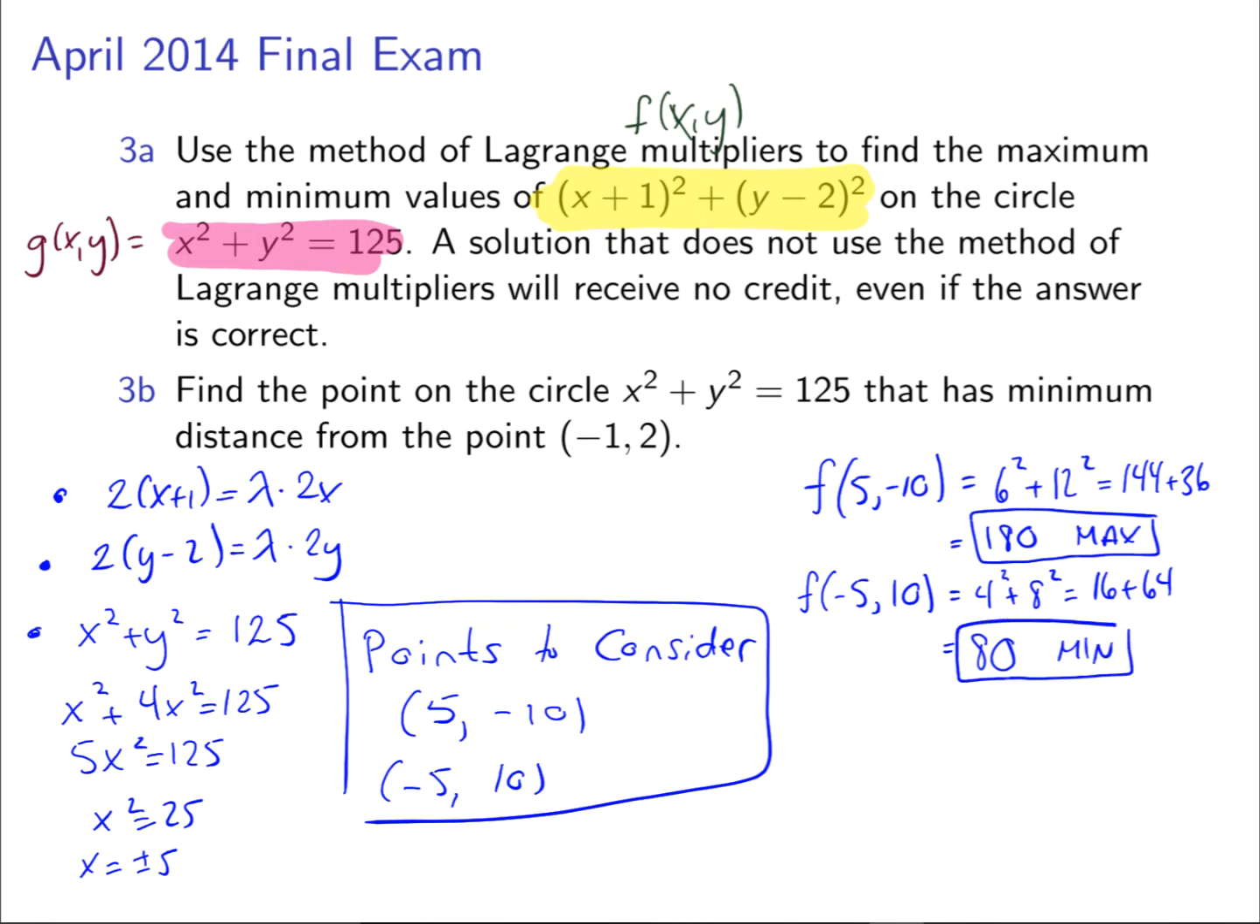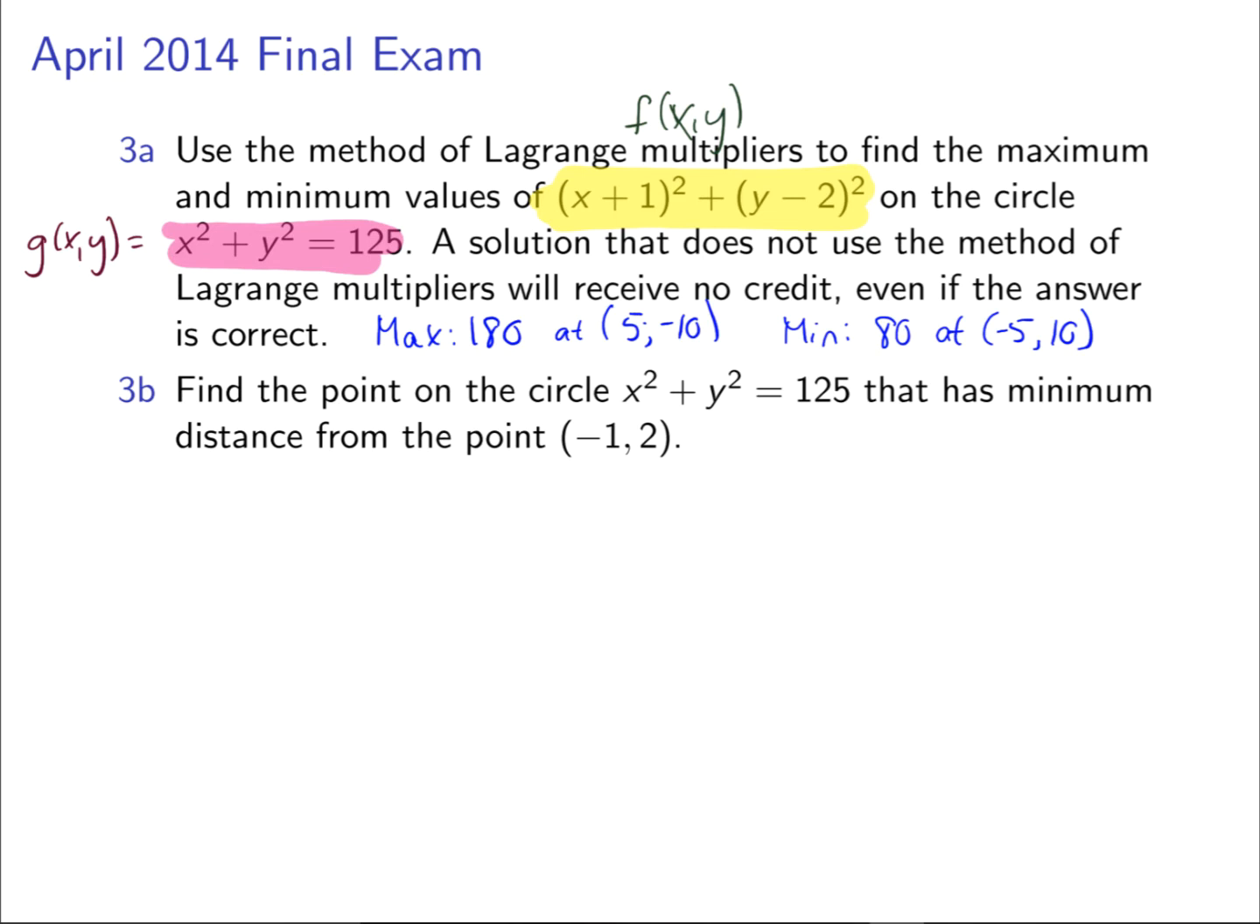That finishes part A. Part B is closely related to part A. We want to consider points on a circle that are close to the point negative 1, 2. So this is the circle of radius root 125. Here's the point negative 1, 2. And I want to find what point on the circle is closest to it.